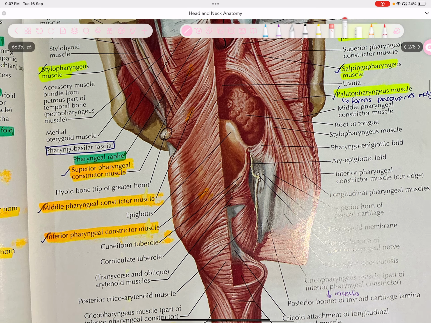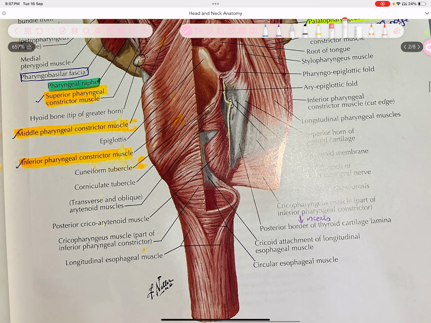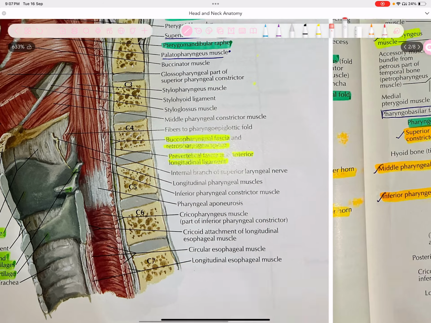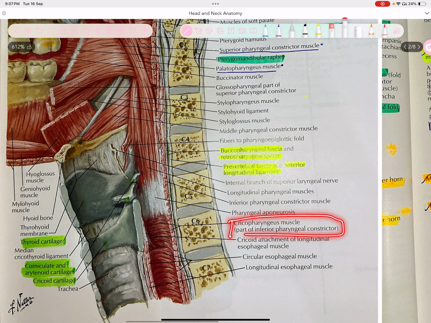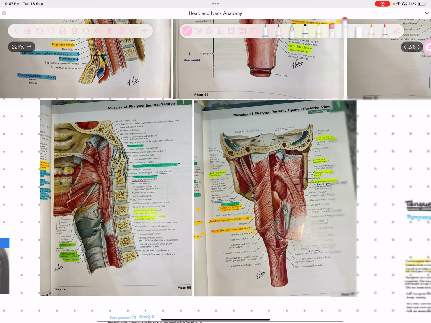The lower part of the inferior constrictor arises from the cricoid cartilage. So this is the inferior constrictor, and where's the lower part of the inferior constrictor? You can see this cricopharyngeus muscle. So the lower part of the inferior constrictor, which arises from the cricoid cartilage, is called the cricopharyngeus muscle. Here also you can see it clearly, this is the cricopharyngeus muscle right here. This arises from the cricoid cartilage. This is the cricoid cartilage. And the fibers of cricopharyngeus pass horizontally around the lowest and narrowest part of the pharynx, and it acts as a sphincter. So this is basically the sphincter part of the inferior pharyngeal constrictor.